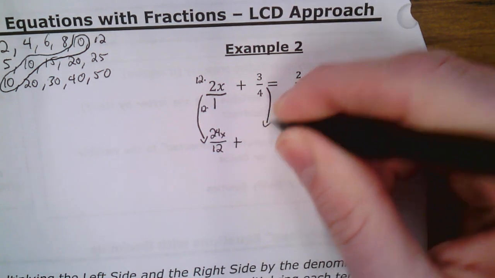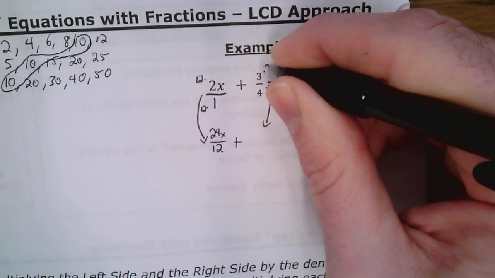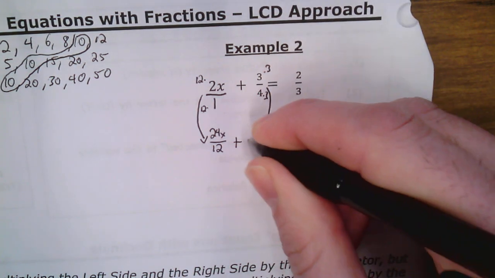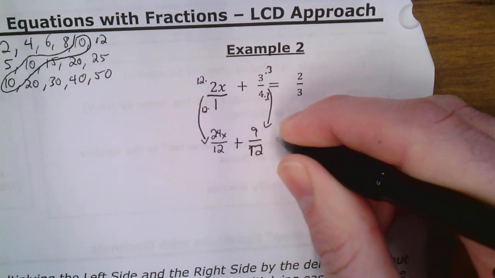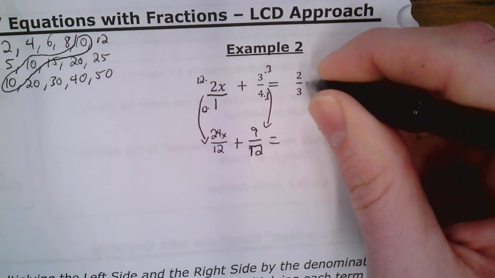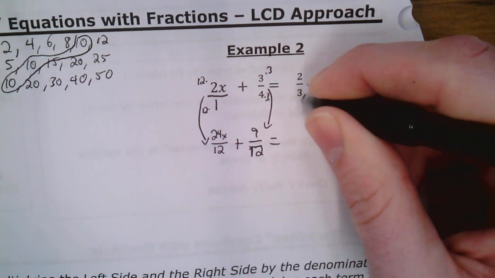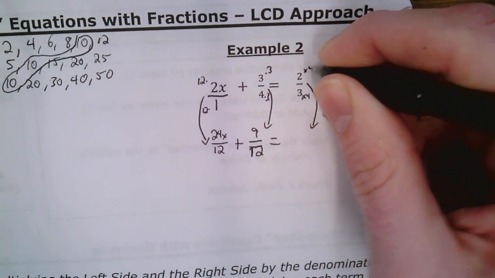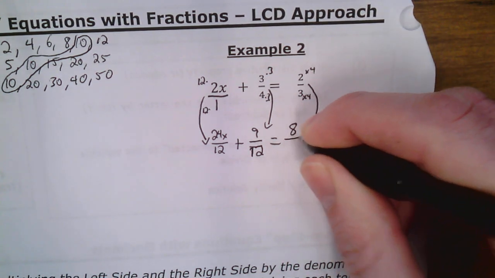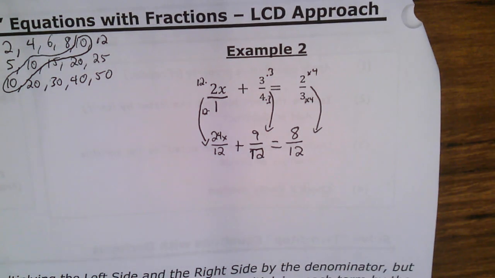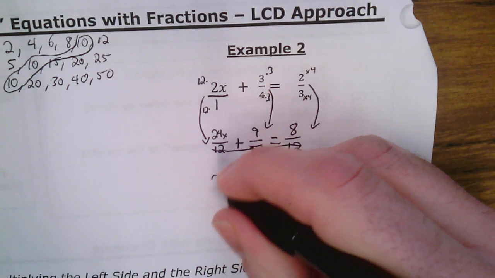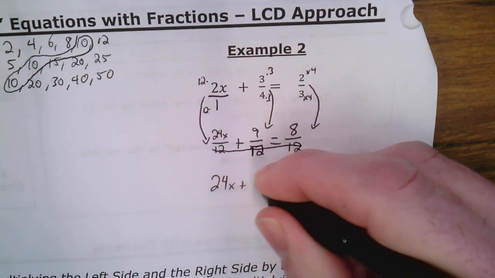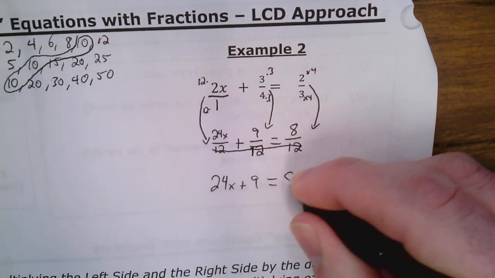This guy is going to be times it by 3, times it by 3. 9 over 12. So I made an extra line there, but that's okay. And here, well, we got to get this guy to be 12, so times it by 4, times it by 4, 8 over 12. Do we have a common denominator? Yes, we do. Clear it out. We have ourselves 24x plus 9 equals 8.